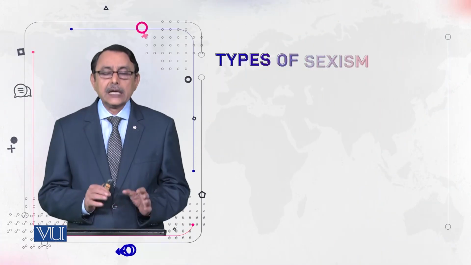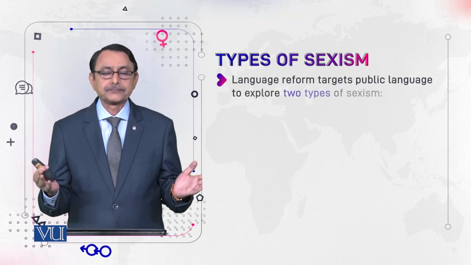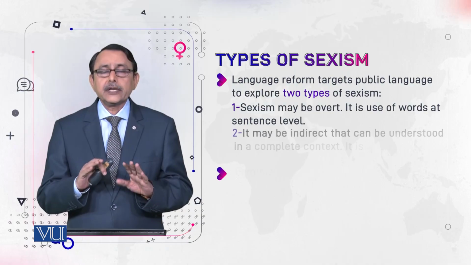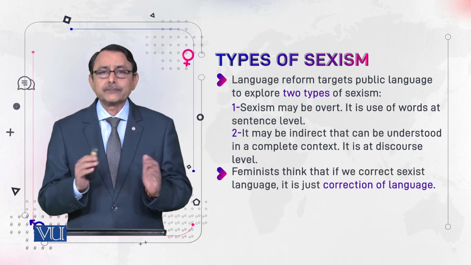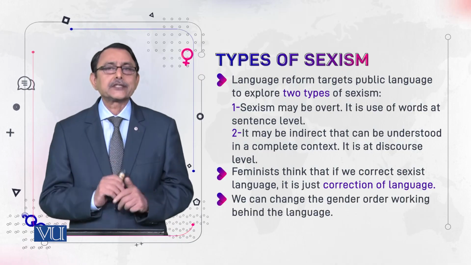So how do we use gender biased language in public? We use it in two ways. There are two ways of sexism. Number one, sexism may be overt, it may be open, and it is shown by use of certain words and expressions.